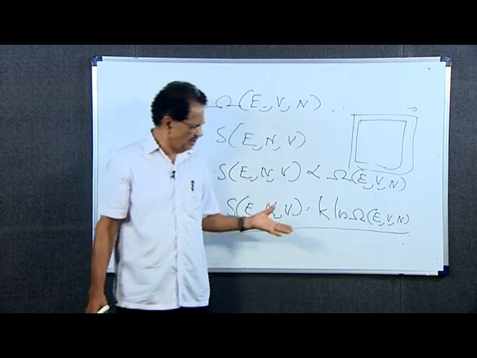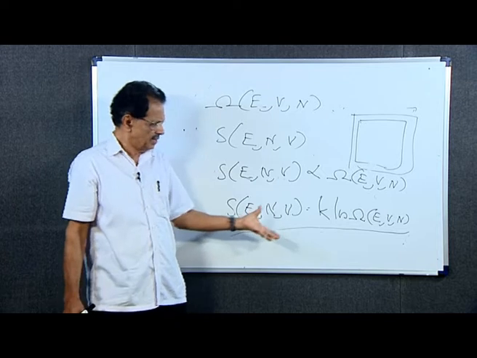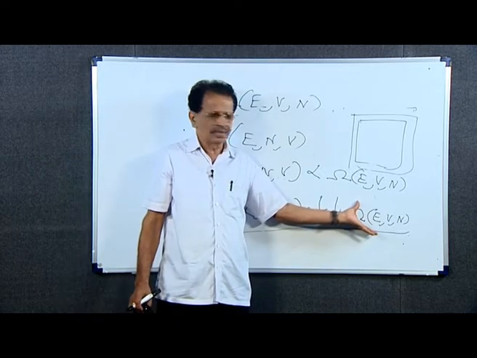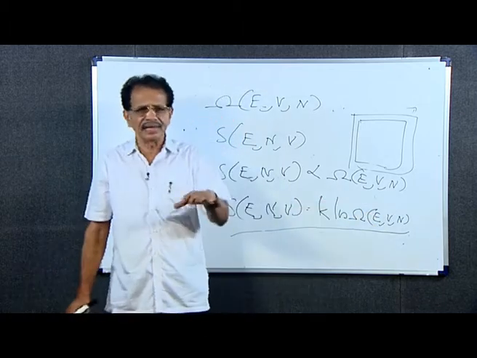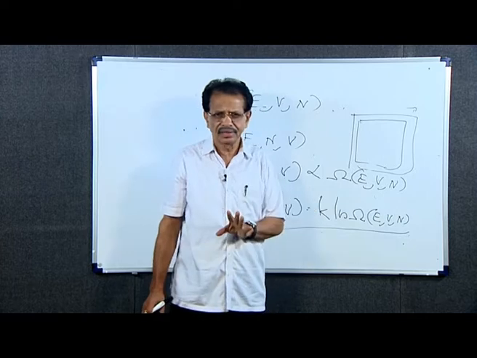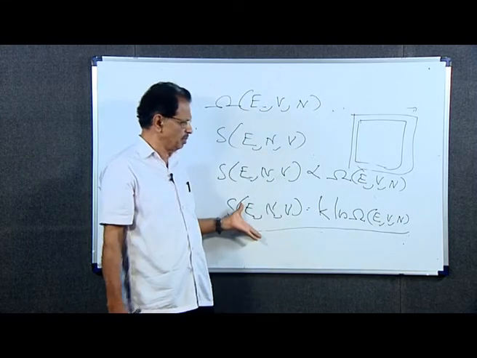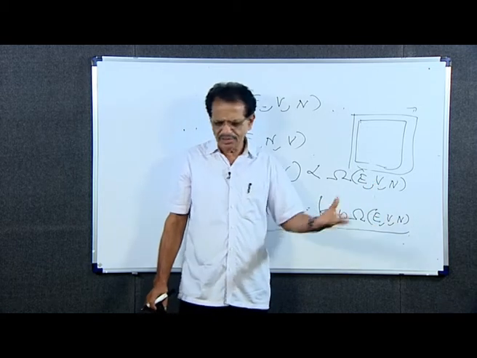So one can calculate the absolute value of entropy, provided we can calculate the statistical weight, which is nothing but the number of microstates that characterizes the macrostate defined by these parameters. So the whole problem in calculating entropy boils down to calculating the statistical weight. So the question is how to calculate.